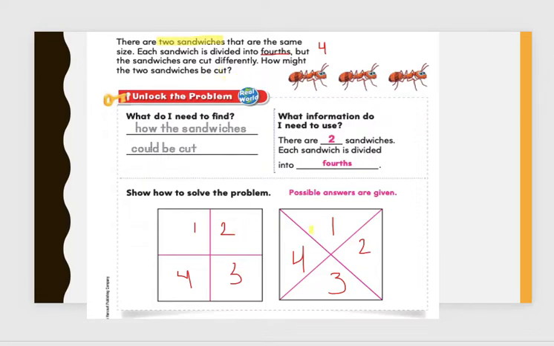And it says that each sandwich is divided up into fourths, but they are cut differently. So that's why in my first square, I've cut it up and down and side to side. And in my second square, it's cut by using diagonals. So they're cut differently, but they both have equal parts.